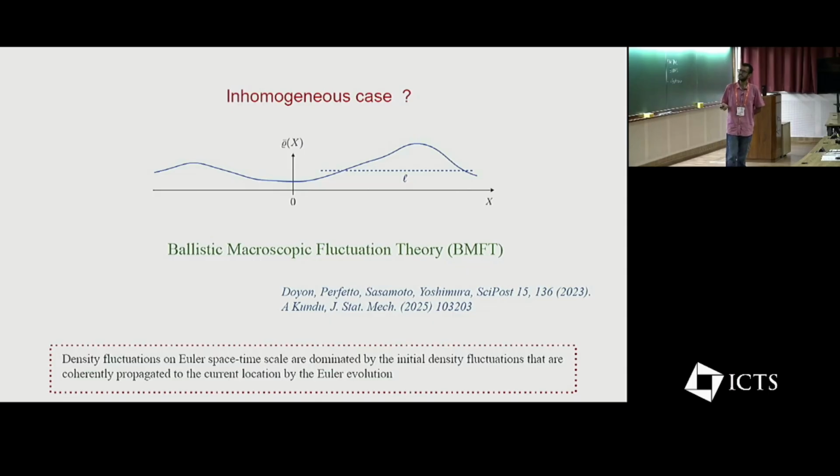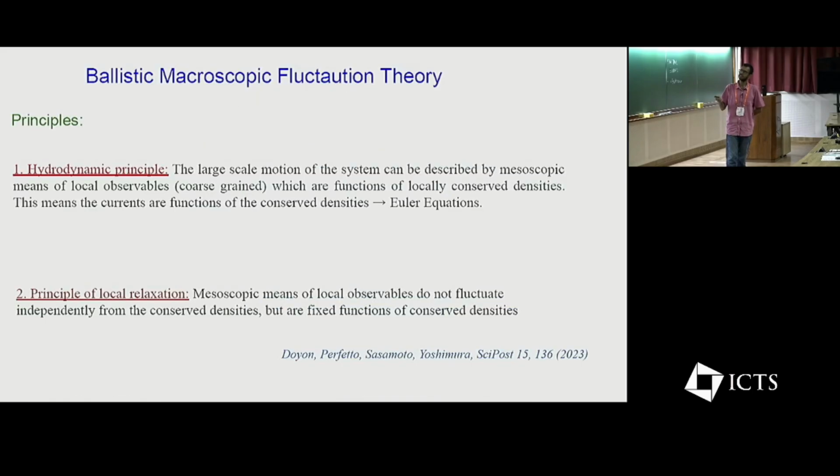And the basic idea is that the density fluctuations on the Euler spacetime scale, or the ballistic spacetime scale, are dominated by the initial density fluctuations that are coherently propagated to the current location by the Euler evolution. More precisely, it is based on two basic principles, the hydrodynamic principle and the principle of local relaxation. This part I am not going into details.